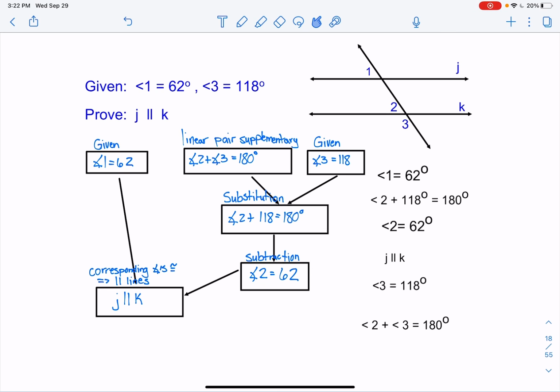And then on the next video, we're going to move on to 3.4, which is proofs involving lines being parallel, perpendicular, and proving something else about the lines given that information.